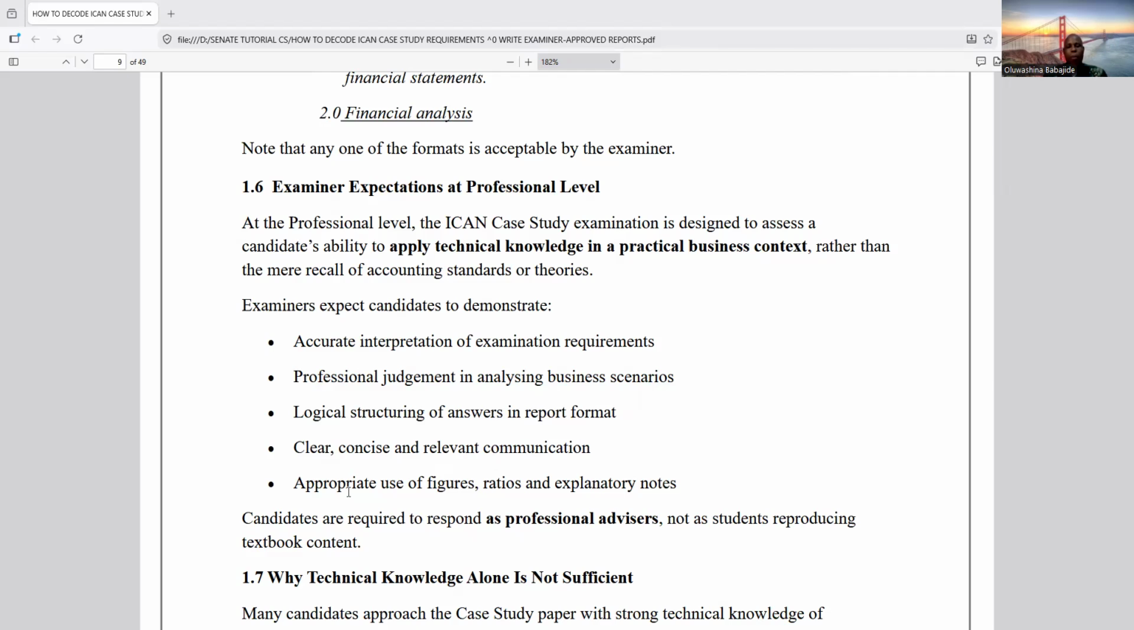Then, appropriate use of figures, ratios, and explanatory notes. When you are using figures, you can report either in absolute figures or in percentages. You can decide to choose either one. Absolute figures means that you are using the figures as the examiner has given them to you. For example, if they give you 3 million in revenue, you use that absolute figure, with all of the figures in millions.